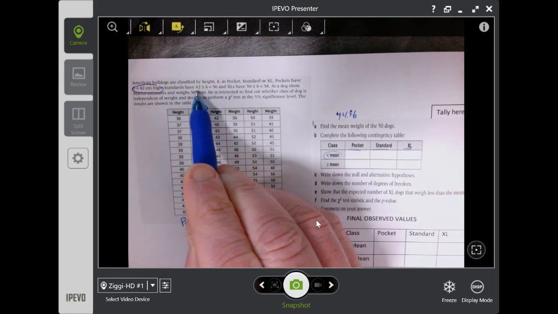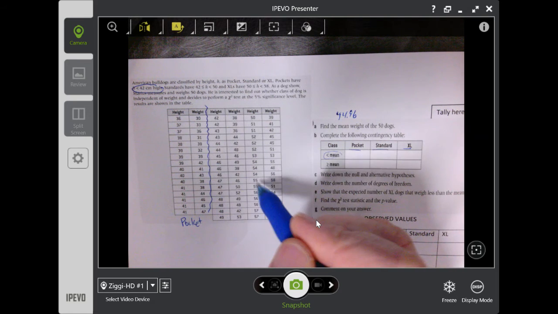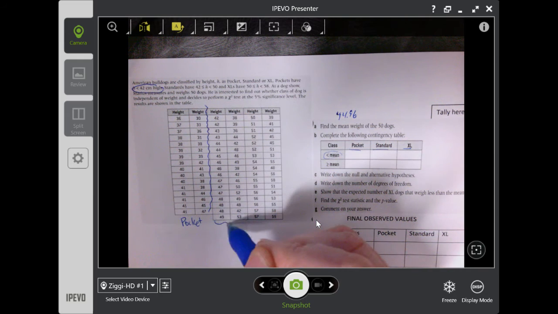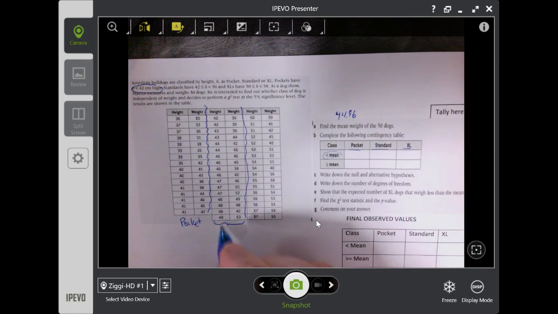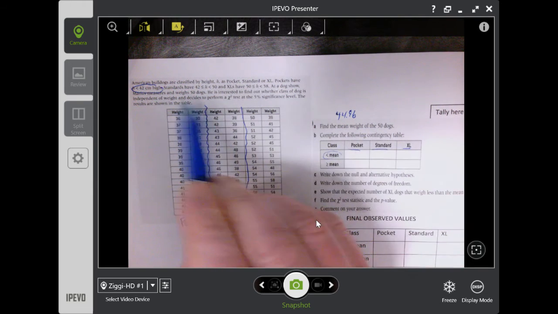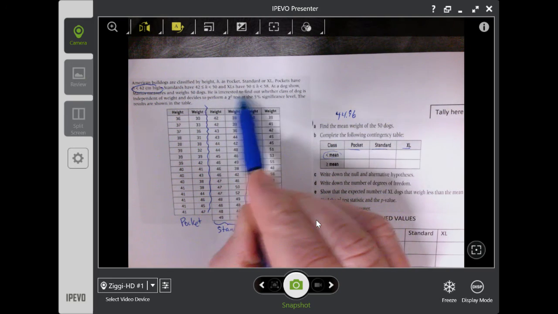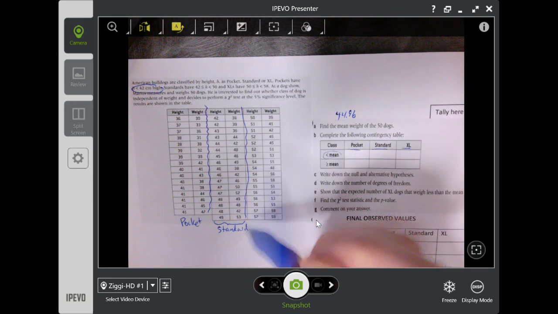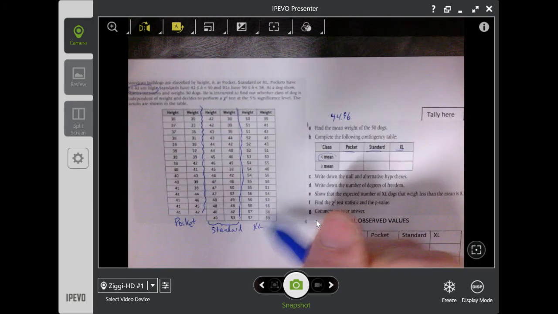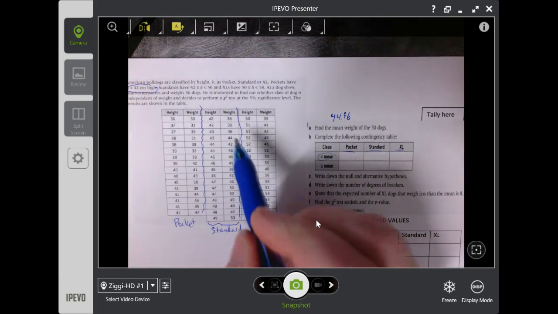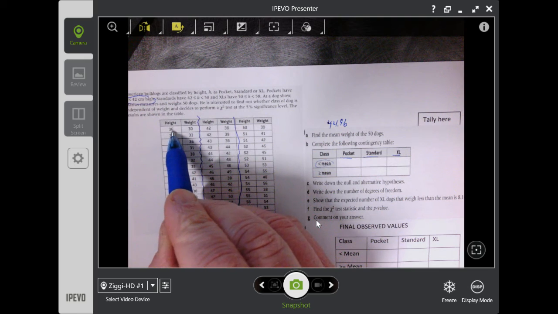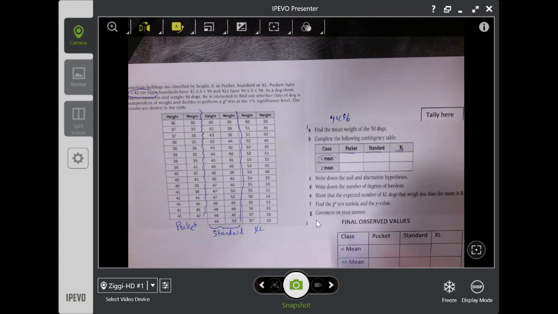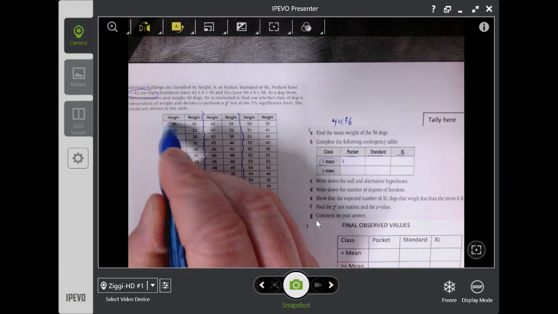And then standards are 42 to less than 50, so all of these are standard. And then XLs are 50 to 58, including 50. So this is the extra large dogs. And then you're going to tally as you go to fill out your contingency table. So for instance, this is a pocket dog that is less than the mean, so you'd make a tally mark there.